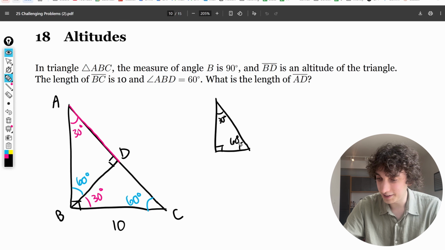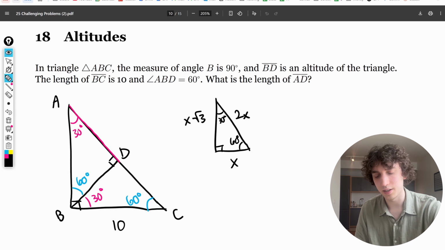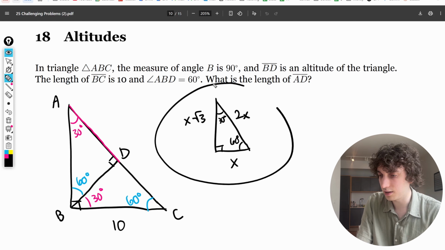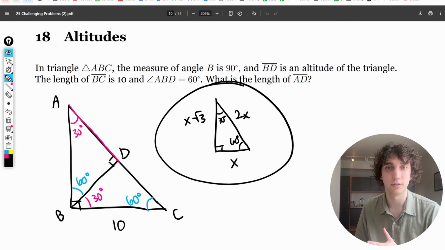The 60 to 90 side, if we label that x, then the hypotenuse is double that, and the other leg is that times rad 3. And you can prove why this is true using sine, cosine, and tangent, but we're not going to do that. We're going to take this for granted because this is on our formula sheet. You don't need to memorize it. It's literally given to you on the SAT.